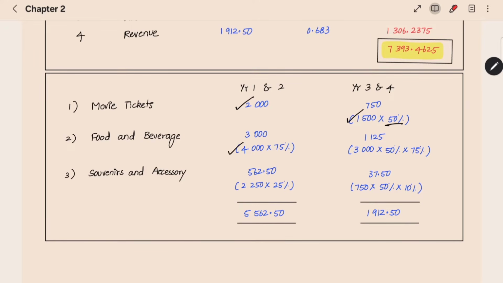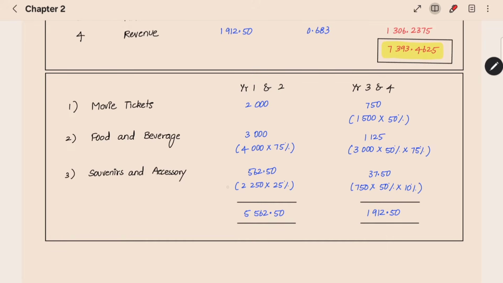Next thing is food and beverage. 4000 is the expense per year per student for year 1 and 2. In that you will get only 75% because only 75% people will purchase the food. In year 3 and 4, 3000 is the expense per student per year. You will have only 50% students attending, that you have to multiply. Out of that 50% students, only 75% will buy the food. That also you have to consider. Accordingly, you will get this amount as the food and beverage revenue in year 3 and 4.